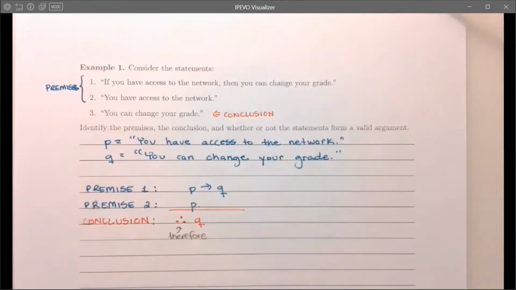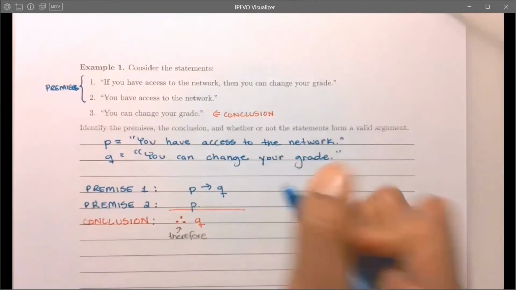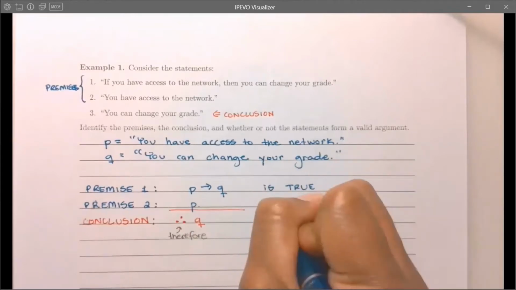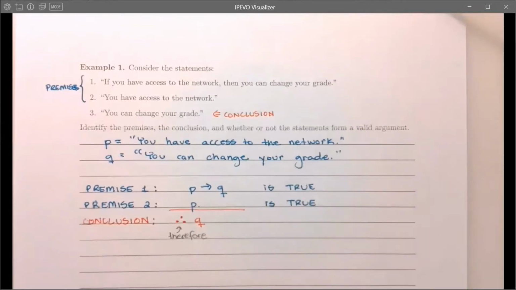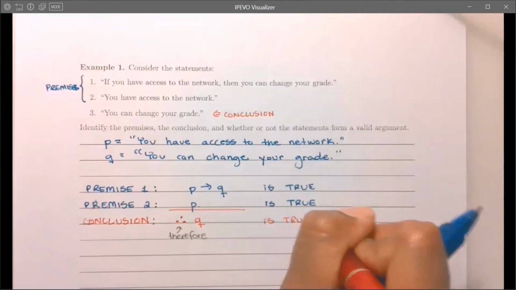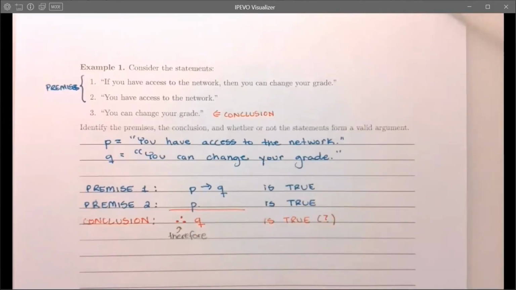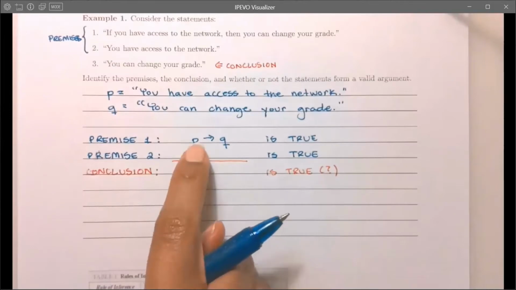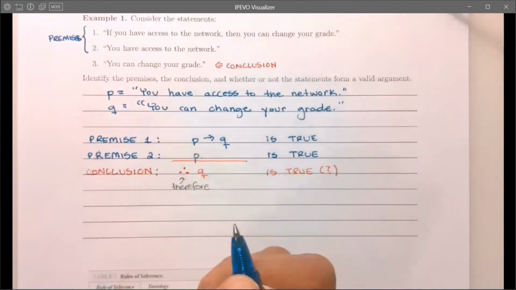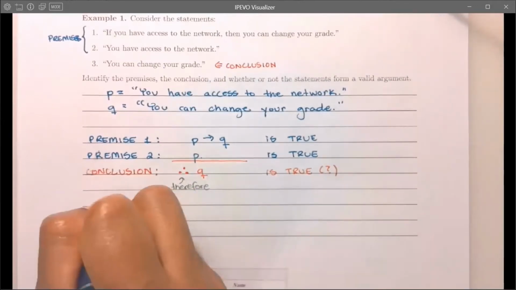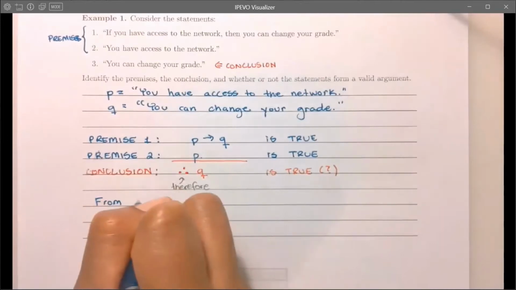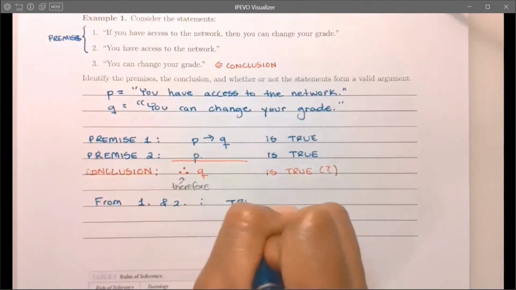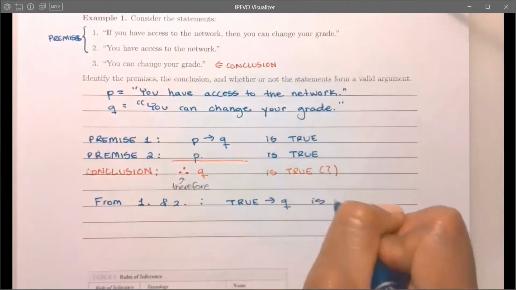So we want to see if this is a valid argument. The way we check that is by assuming that the premises are true. So if P implies Q is true and P is true, does that mean that Q is true? Well, let's see. If premise 2 is true, meaning P is true, then the implication in premise number 1 becomes true implies Q. So from 1 and 2, we have that true implies Q is true.